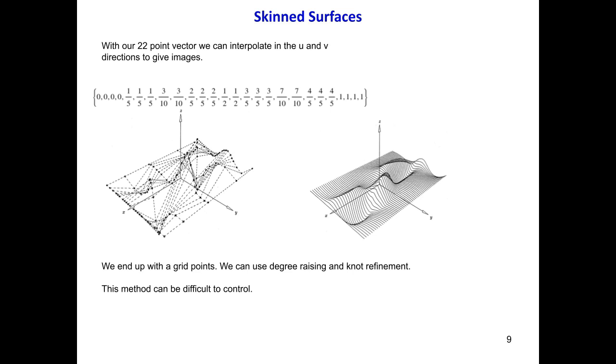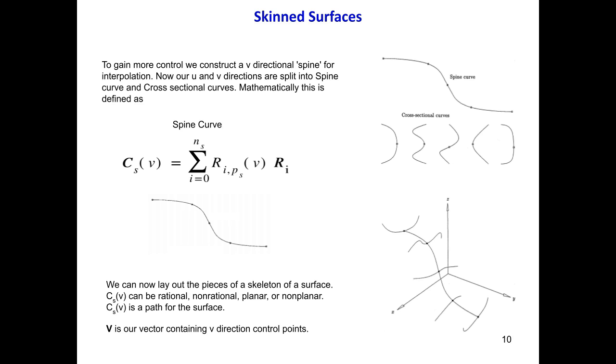So to gain more control, we can construct a spine curve in the V direction, which we will interpolate across. So there is an equation here for the spine curve. Now our skinned surface is split into this spine curve and a set of cross-sectional curves. This now gives us a sort of skeleton or scaffolding for our surface in 2 directions, one in the U direction, one in the V direction.